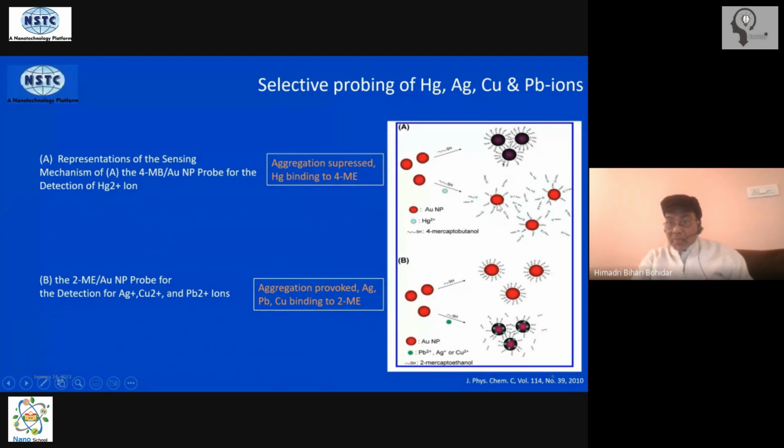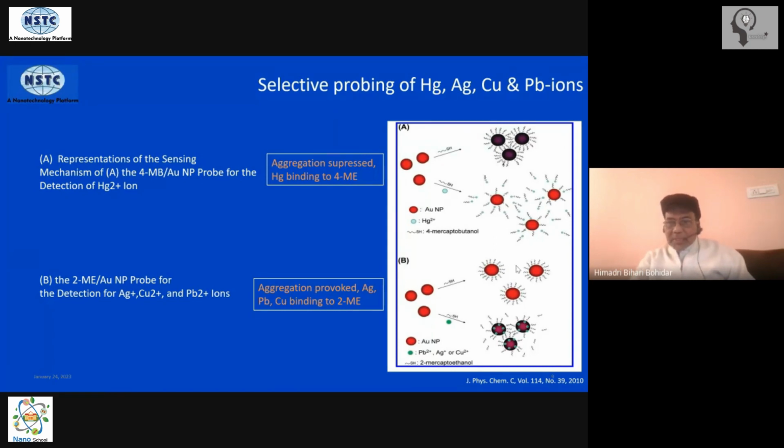Some amount of gold nanoparticle is still coated with the alkane thiol here, like 4MB. But this has resulted in the disintegration of this aggregate. So after you add 4MB, the solution will have a certain color like this. And then you add mercury to this one, the color will change because the aggregate has dispersed. This is the story for detection of mercury.